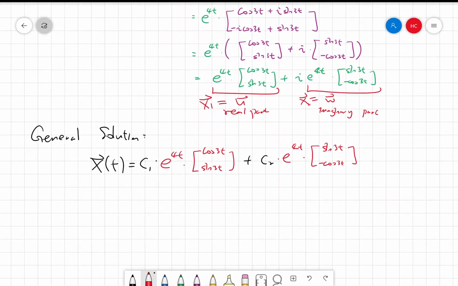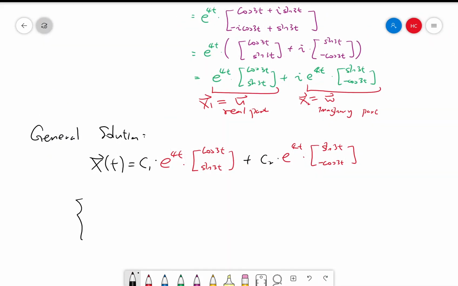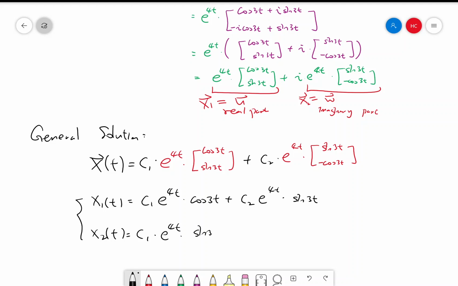And if we want to write it in the scalar form, then this means x1 is equal to c1 e to the 4t times cosine 3t plus c2 times e to the 4t times sine 3t. And x2 is c1 times e to the 4t times sine 3t minus c2 times e to the 4t times cosine 3t. All right.